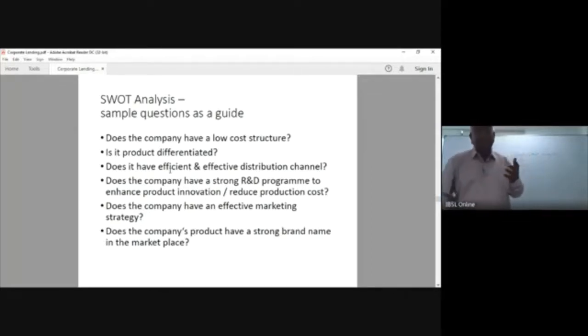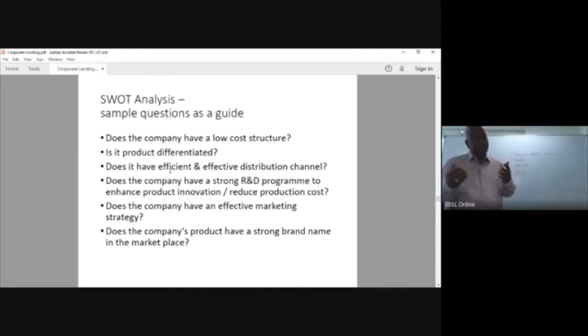That is, in the production, whether they have a low cost structure, whether their production cost is low. Does the company have a low cost structure? If it has a low cost structure, then compared to other competitors, it will be in a better position. So now, what is this low cost structure? Whether it is internal or external, or whether it is existing or not existing. If the answer is yes to this question, does the company have a low cost structure?